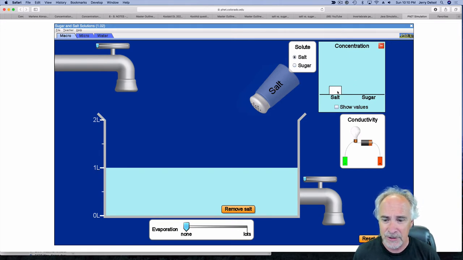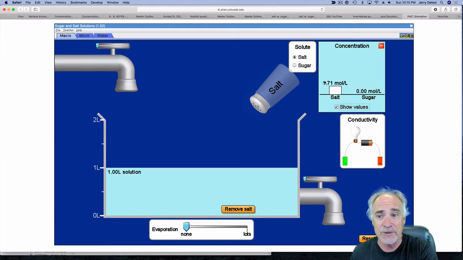So there's the salt. I put a lot of salt in there. And the next thing I want to do is show its value. I want you to write those numbers down right now for the salt. 1.71 moles per liter. That's what you have to write down in the document that's in your Google Classroom. So go ahead and do that right now.